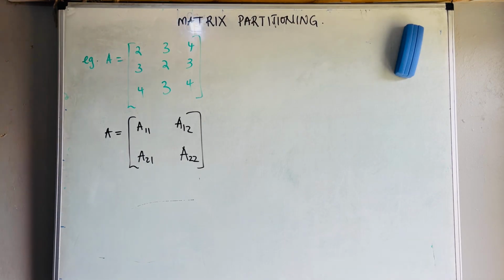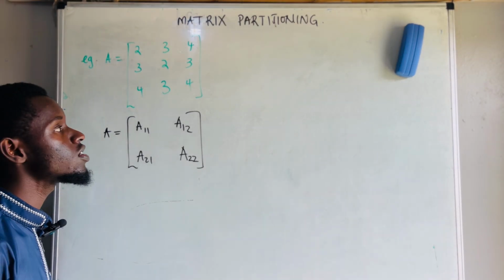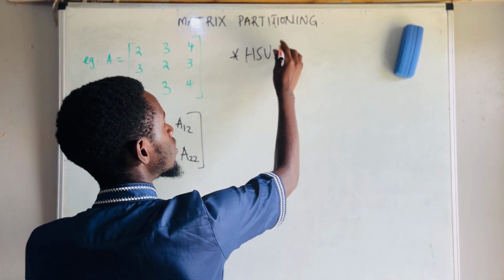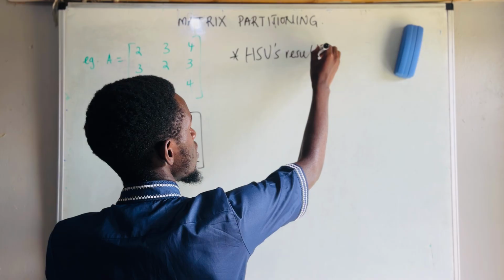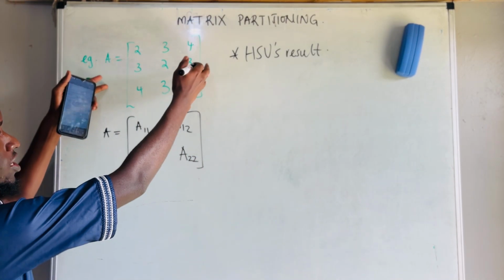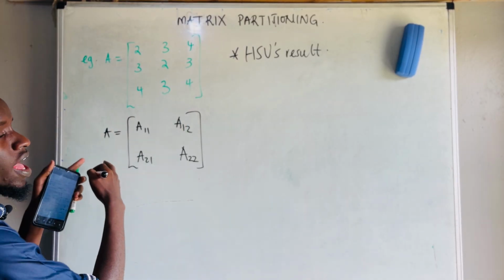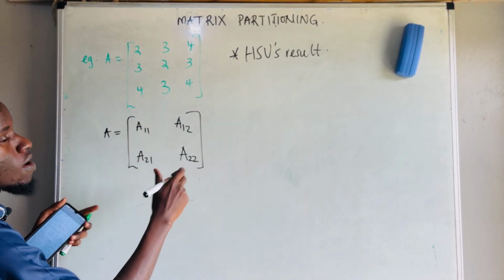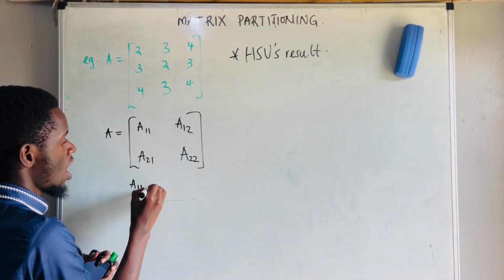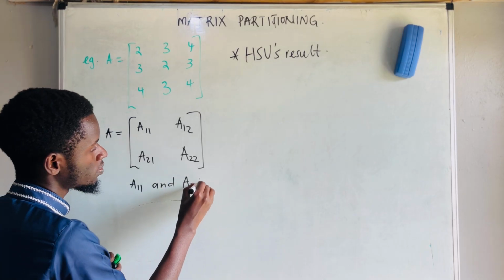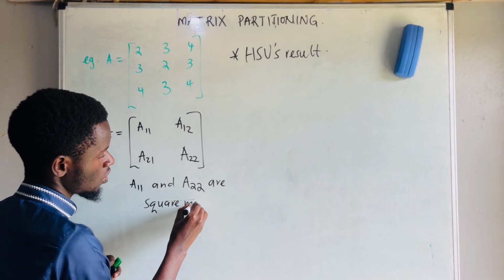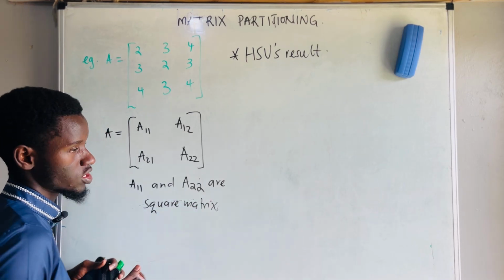Now, for us to do this, we shall use what we call the Hussey's result. The Hussey's result tells us that if we have a big matrix like this one and we want to partition it into a smaller 2 by 2 matrix, what we need to do is make sure that A11 and A22 are square matrices. That's the only thing we need to take into consideration.